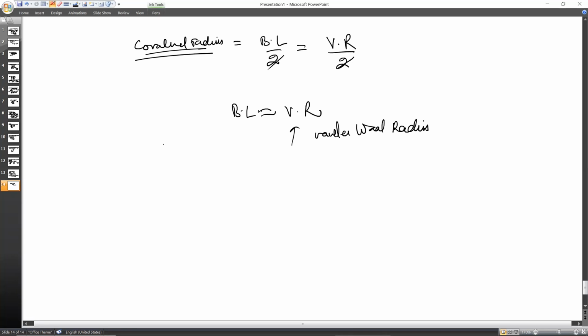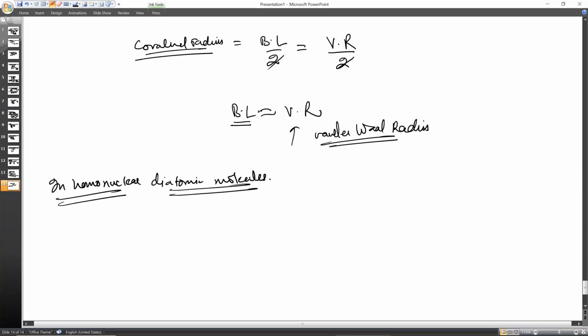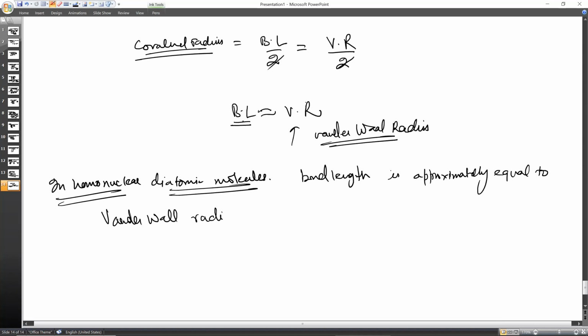Now, in a diatomic molecule, the bond length is approximately equal to the van der Waals radius. If I talk about homonuclear diatomic molecules, then in a homonuclear diatomic molecule, the bond length is approximately equal to the van der Waals radius. Got it?